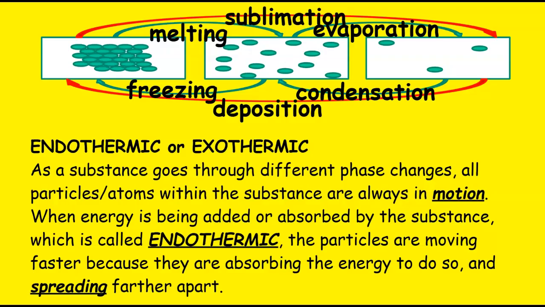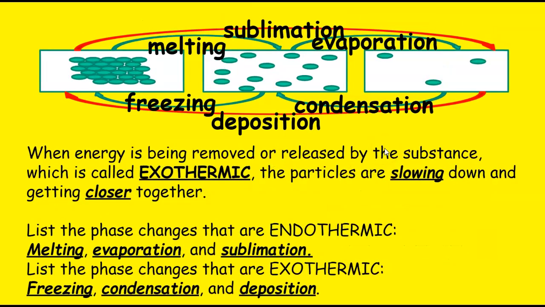Endothermic: endo means energy going in. Endo means in, thermic means heat. Whereas exo means out, and again, thermic means heat, so heat going out. So what happens is when I am putting energy in, that means I'm speeding up these particles to make them move faster.